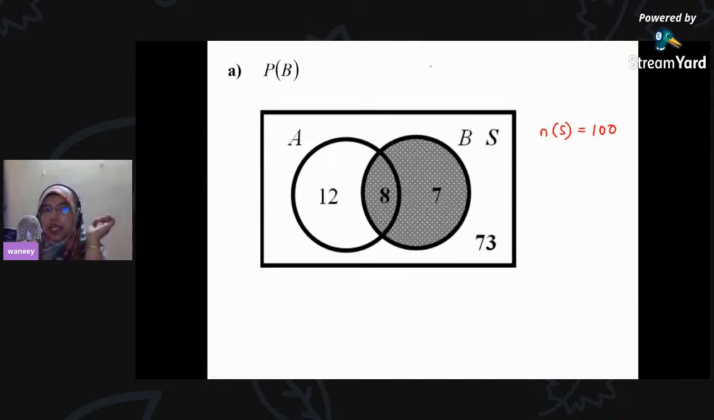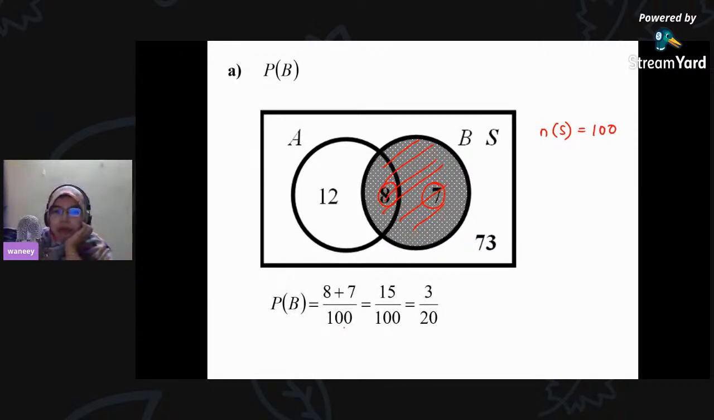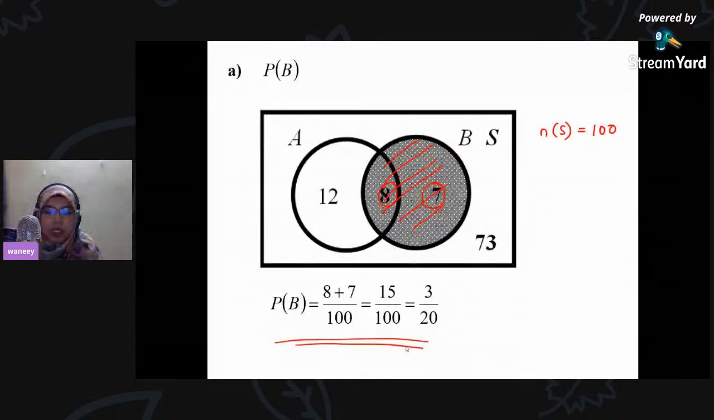So we want to know what is the chances of B happen. Okay, so we're gonna add everything inside the B. So semua sekali kita akan tambah. So it should be 8 plus with 7. So 8 plus 7 over 100, or you can simplify them to become 3 over 20. So this is the chances of B happen. Okay, so this is PB. So always make sure you add first to find out what is the number of sample. Okay, next.